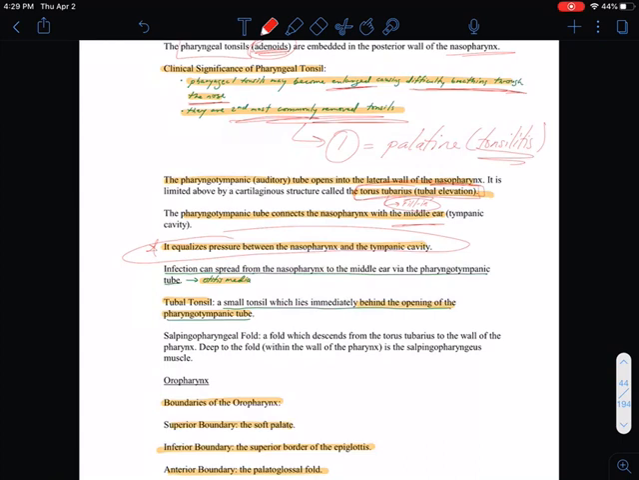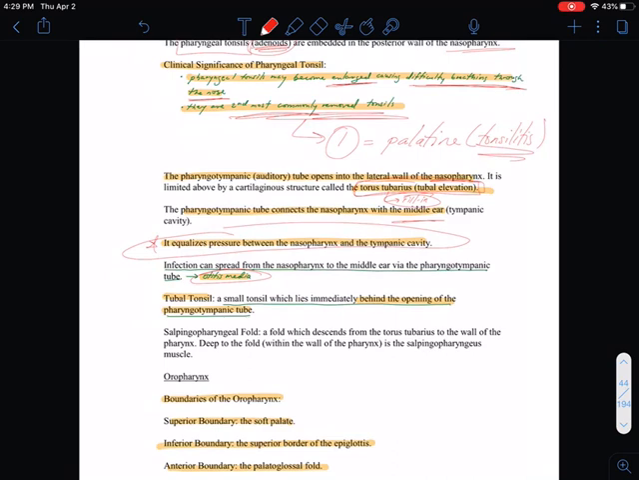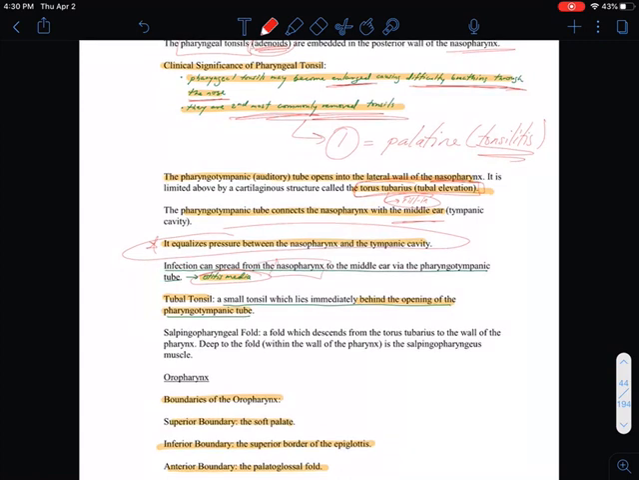And then again, infection can spread from the nasopharynx to the middle ear because of that connection and lead to otitis media. So it's kind of interesting how your pharynx, the more posterior aspect of your nose, is connected to your middle ear because of our pharyngotympanic tube, and we can have an ear infection almost come from our nose via that nasopharynx area.